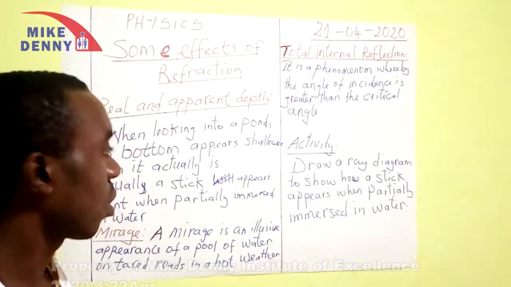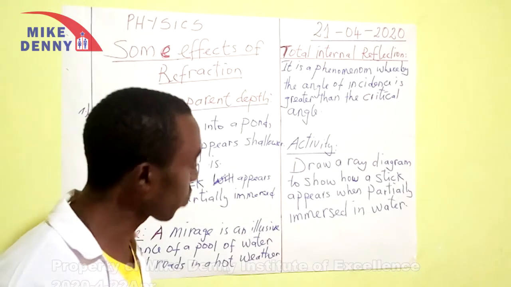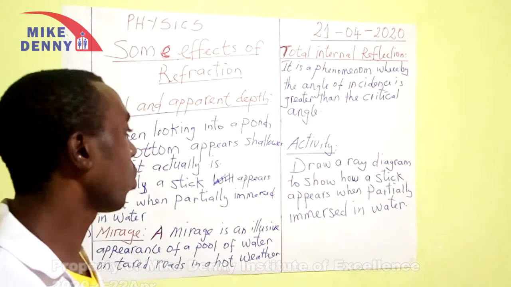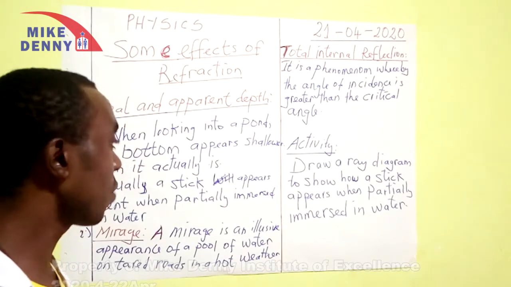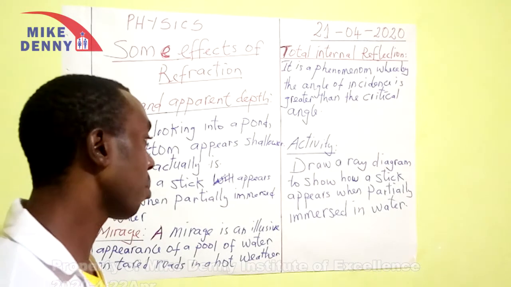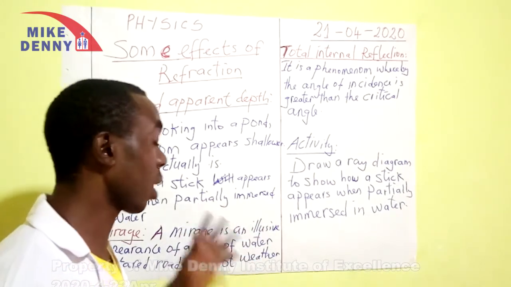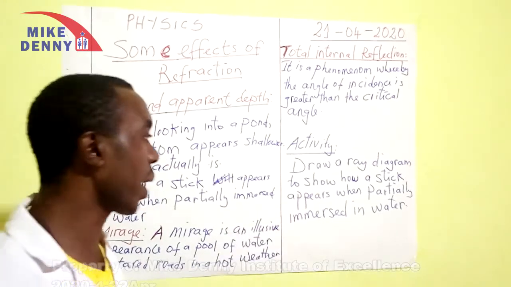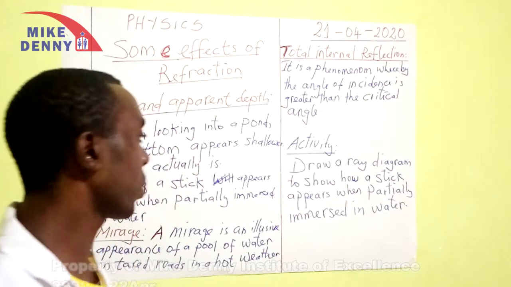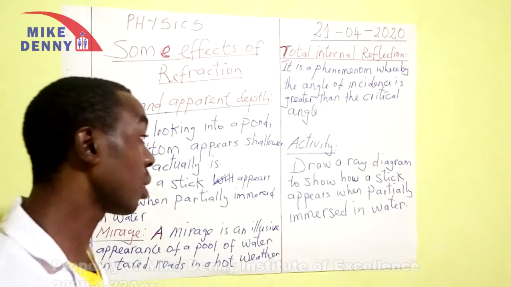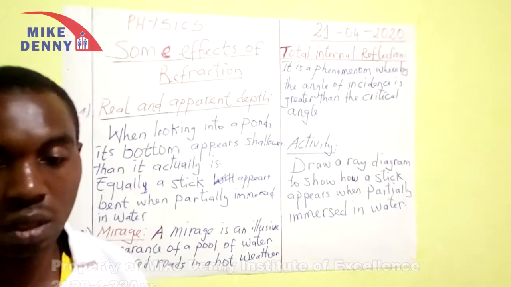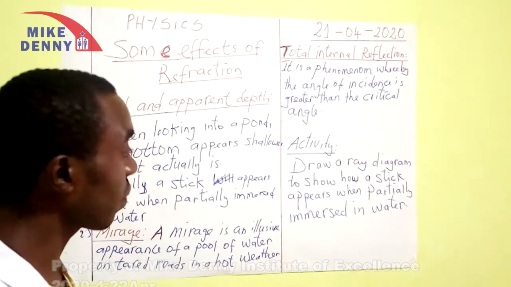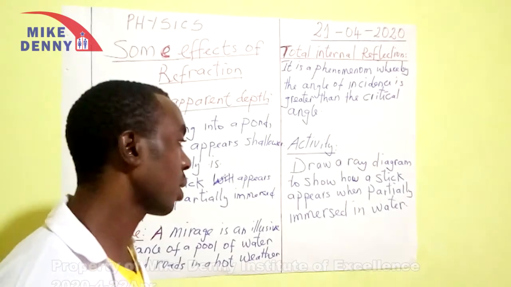Okay, dear students, we equally have an activity that I'm going to present to you that is presented on the board already. With this activity, I believe you are going to draw a diagram because this information is going to be accompanied with notes. If you look on the board, you will see: draw a ray diagram to show how a stick appears when partially immersed in water. This diagram is in a notebook, but I expect you to give a detailed explanation of the diagram.